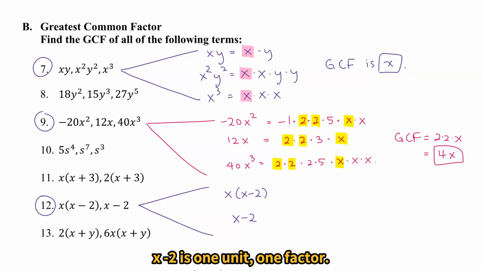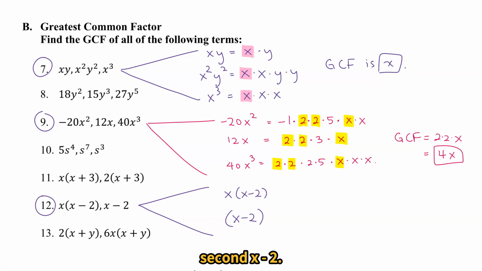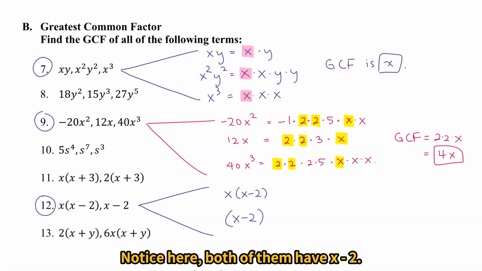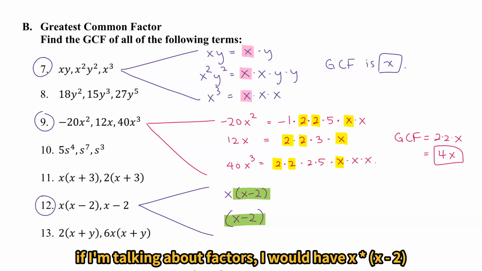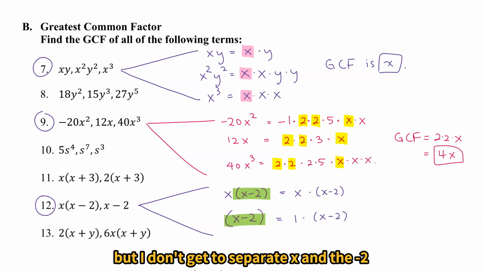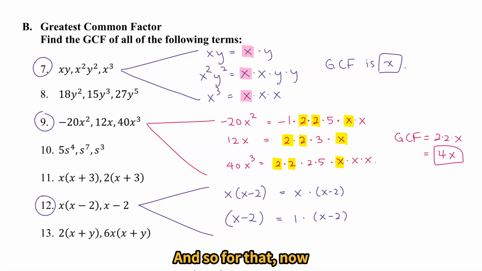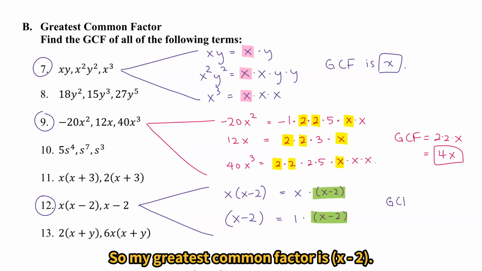X minus 2 is one unit, one factor. So I'm going to put a parenthesis right around that second x minus 2. Notice here, both of them have x minus 2. If I'm talking about factors, I would have x times x minus 2 in the first one. In the second one, I could look at it as 1 times x minus 2, but I don't get to separate x and the minus 2. They have to stay the same. And so for that, now looking at what do they have in common as far as factors go, both of them have x minus 2. So my greatest common factor is x minus 2.